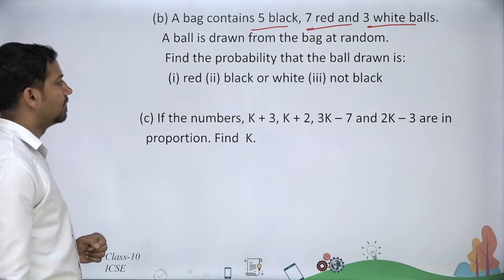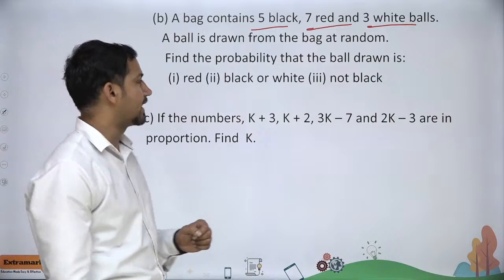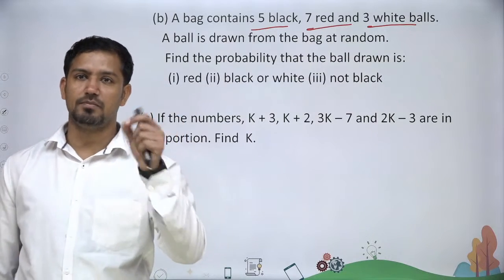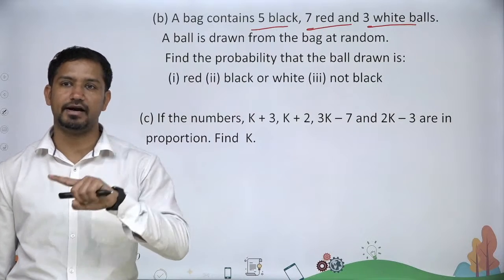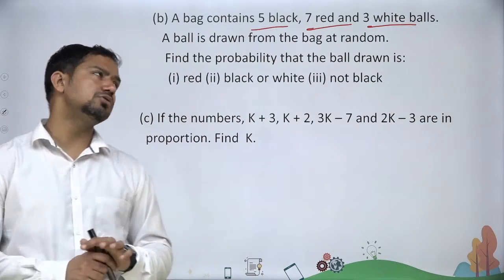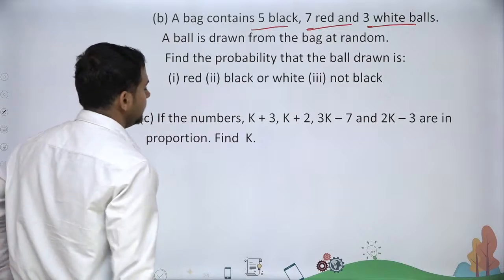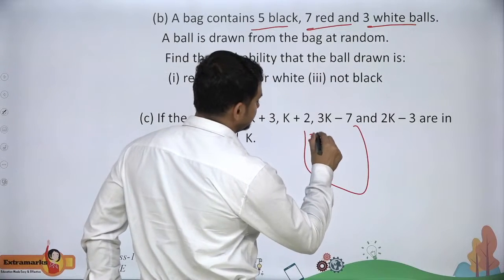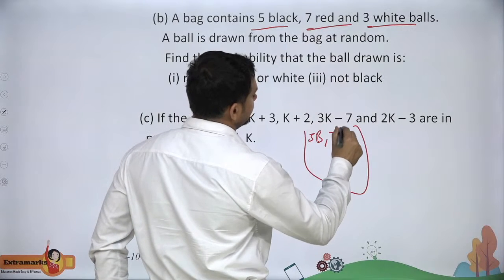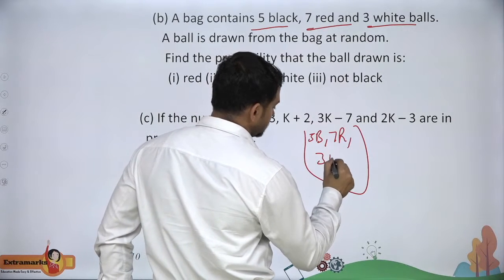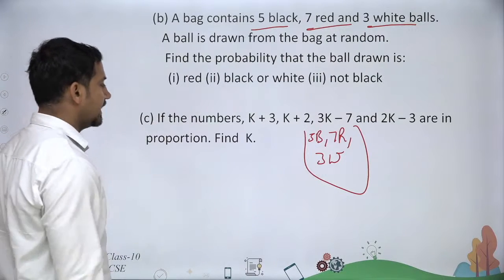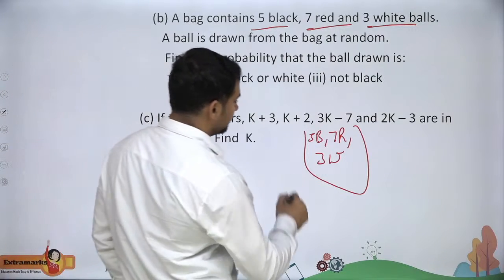Find the probability that the ball drawn is red, black or white. We have to find the probability of red, then black or white, and then not black. So this is an easy question. We know that in this question there are 5 black, 7 red and 3 white balls in a bag. What is the probability of a red ball?